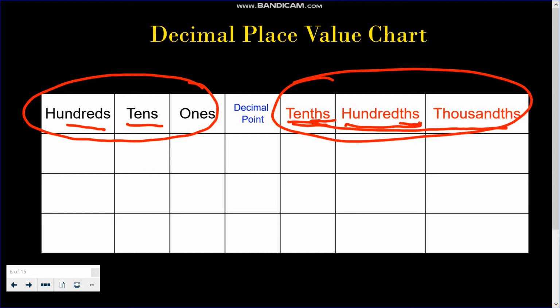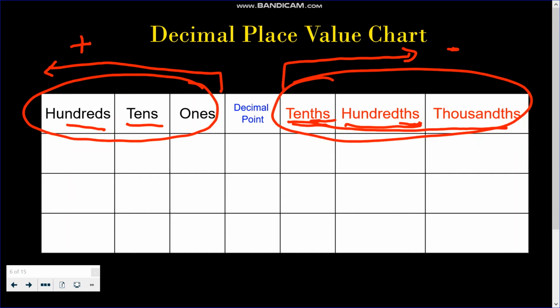Because as you know, when we go to the left of the place value chart, our value increases. If we go here to the left, it is more than 1, or the value increases. Now, if we go to the right, the values will be decreasing. So it is less than 1.